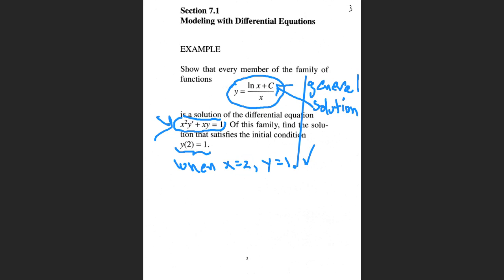So let's go ahead here and show that every member of this family of solutions, family of functions, is a solution to the differential equation. How are we going to do that? We're going to plug that function in the differential equation and see if it satisfies the differential equation. So let me go to the next page then, if we're good. Are there any questions so far?